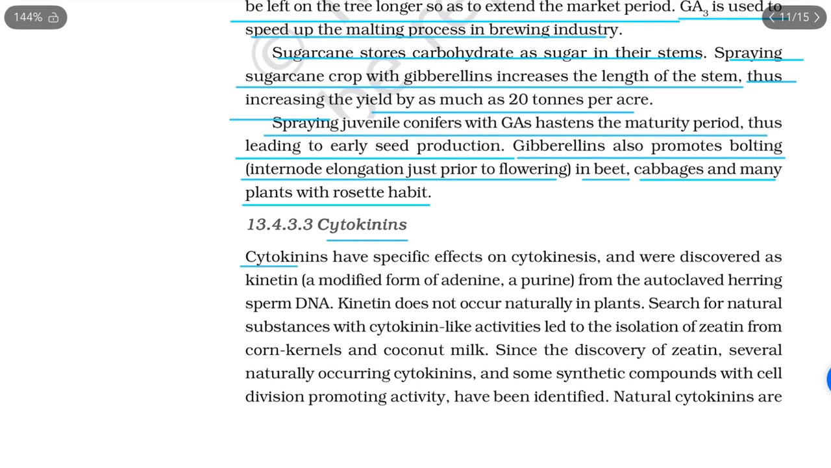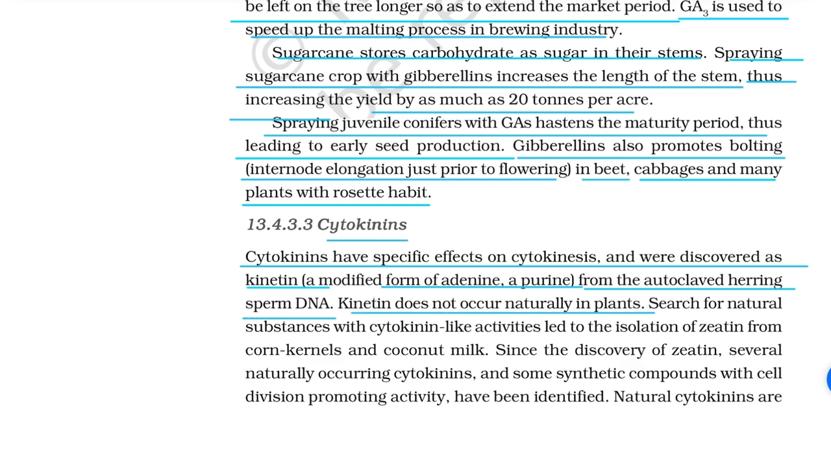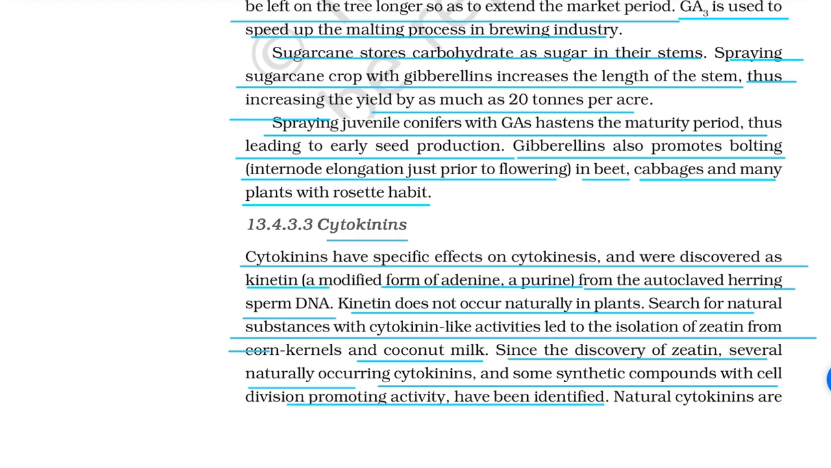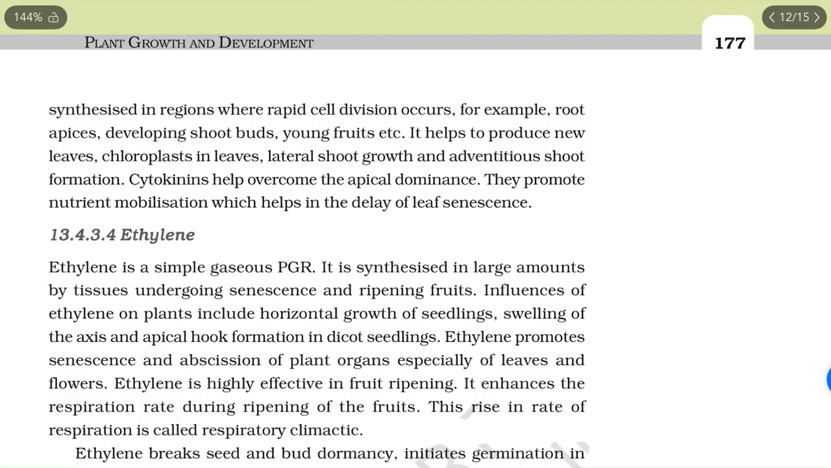Next are cytokinins. Cytokinins have specific effects on cytokinesis and were discovered as kinetin, a modified form of adenine, a purine, from autoclaved herring sperm DNA. Kinetin does not occur naturally in plants. The search for natural substances with cytokinin-like activities led to the isolation of zeatin from corn kernels and coconut milk. Since the discovery of zeatin, several naturally occurring cytokinins and some synthetic compounds with cell division promoting activity have been identified. Natural cytokinins are synthesized in regions where rapid cell division occurs, for example, root apices, developing shoot buds, young fruit, etc.